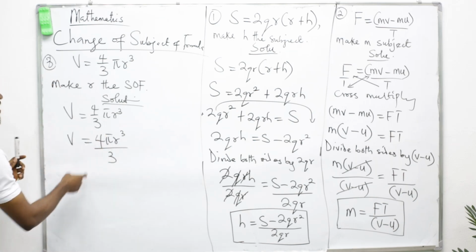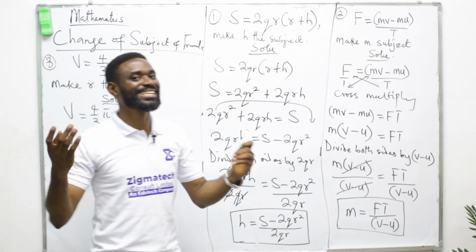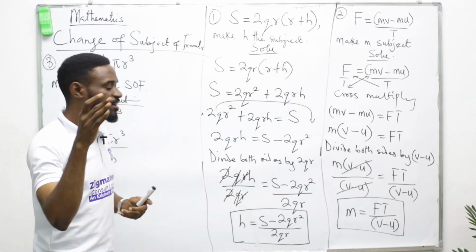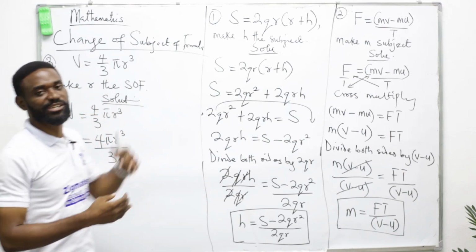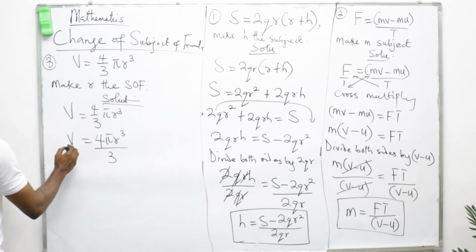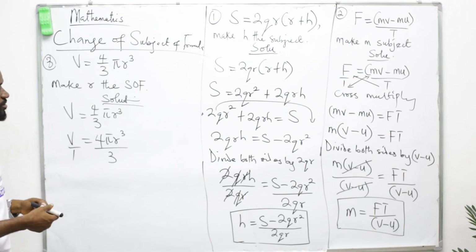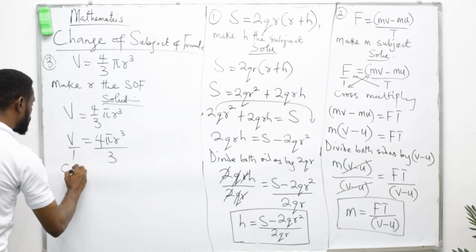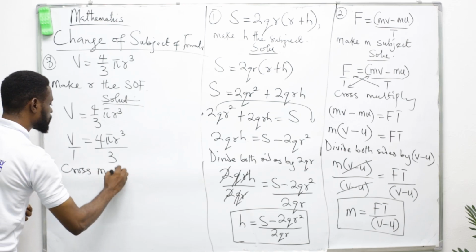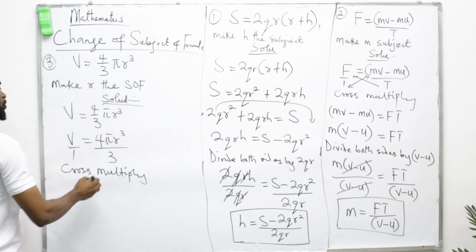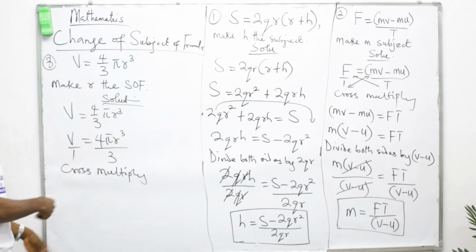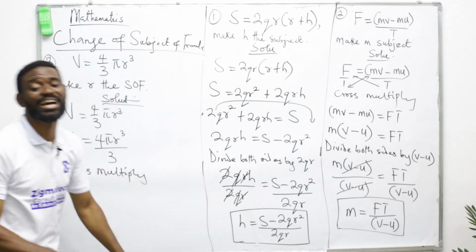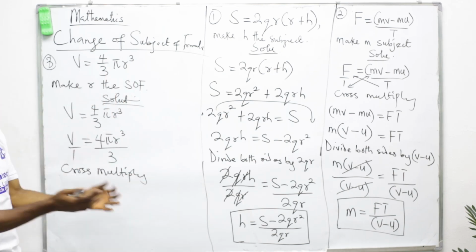Let's cross multiply. Remember, I say cross multiplication comes in when you have a fraction on one side of the equation and a fraction on the other side. This is a fraction because there is an over 1 that we can't see there. V over 1 is a fraction. So cross multiply. I want my subject to always be on this side. Your subject can also be on the other side, but I just want my work to be unique.